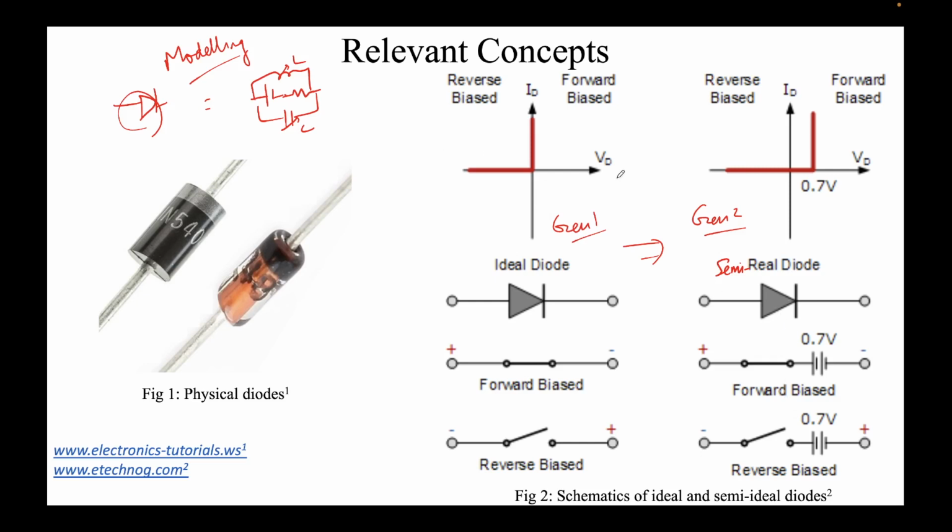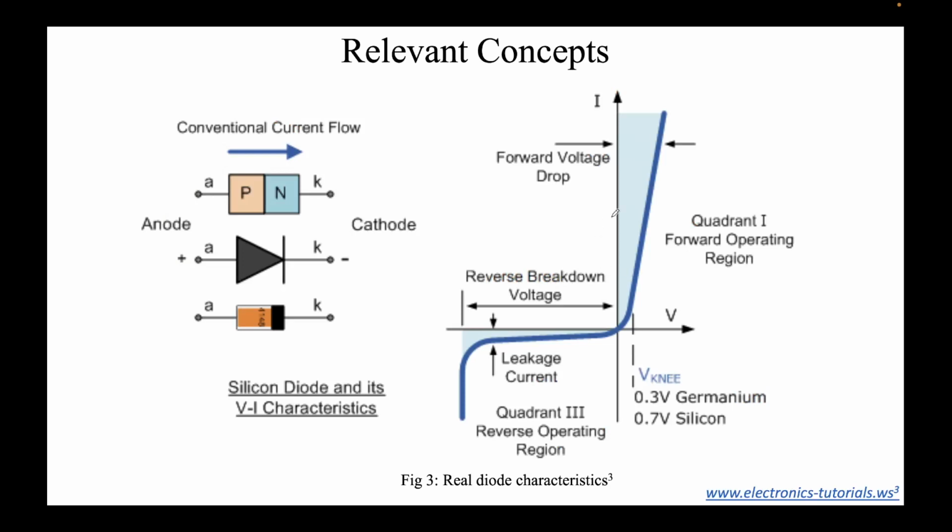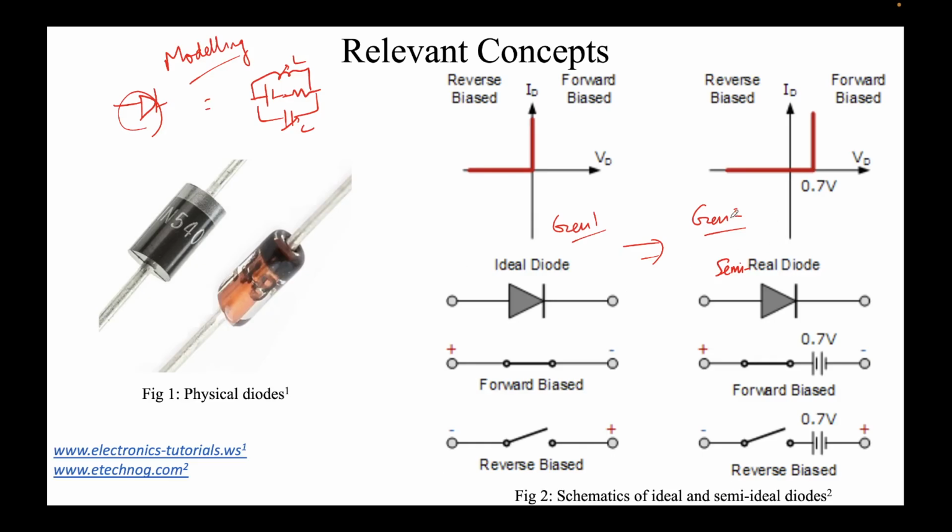This is what I refer to when I say we can model this. We have replaced this unknown black box using a simple switch and a voltage source. What I call semi-real or semi-ideal is not the true picture. This will give you the true picture. We have a forward operating region, a drop voltage, a leakage current, and then it breaks down at a certain voltage, called the reverse breakdown voltage. But we'll stick to the semi-real model, because the question itself says that a drop of 0.7 volts is there across the ideal diode.